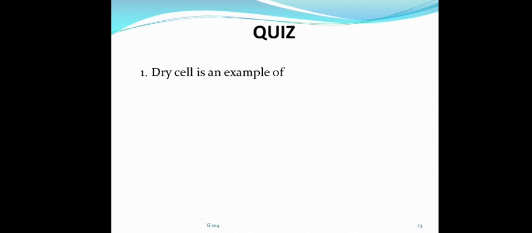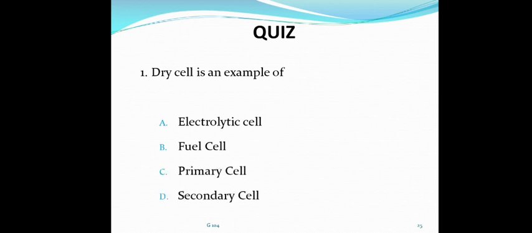Dry cell is an example of electrolytic cell, fuel cell, primary cell or secondary cell. What is the correct answer? Dry cell or Leclanche cell? We have seen that dry cell is an example of primary cell. So C is the correct option.